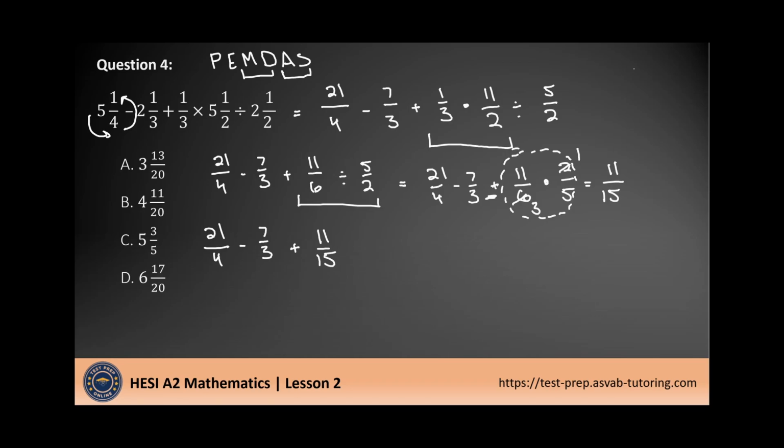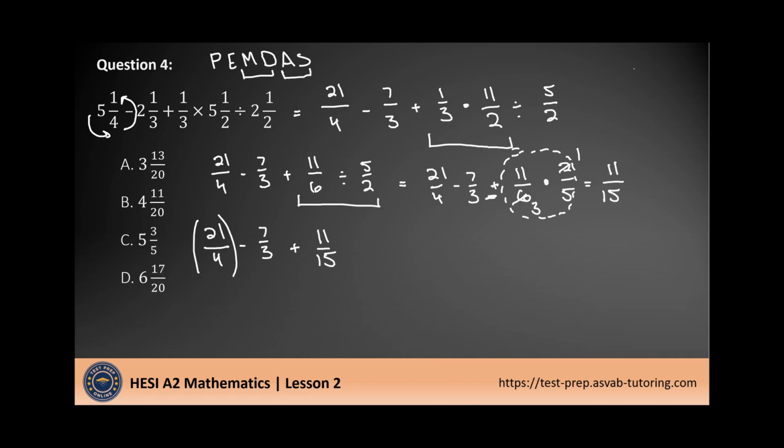All right, so now we're adding and subtracting, so we're going to need a common denominator. This could be a little bit tricky, so go ahead and pause the video and see if you can come up with a common denominator for 4, 3, and 15. All right, so that common denominator is going to be 60.